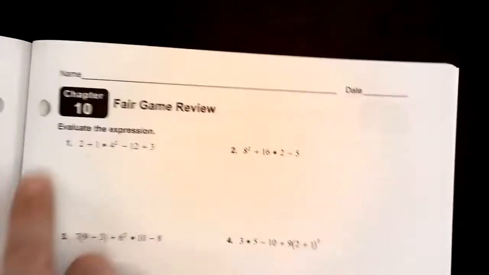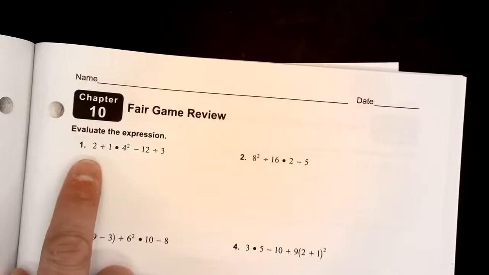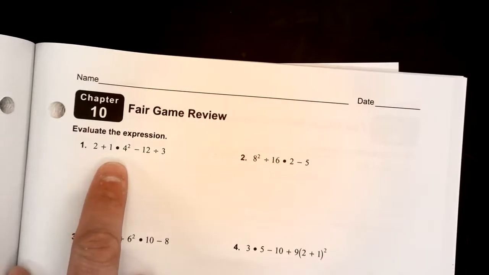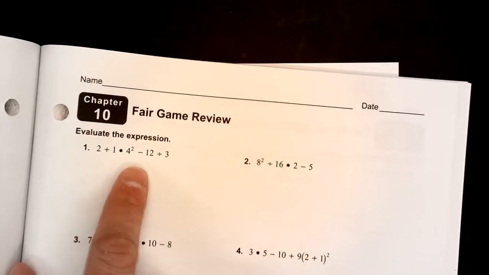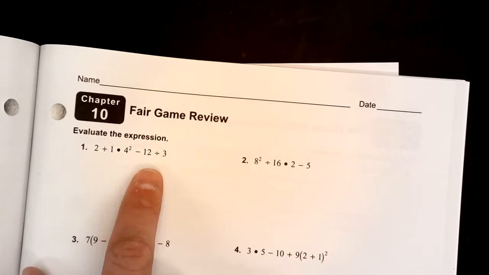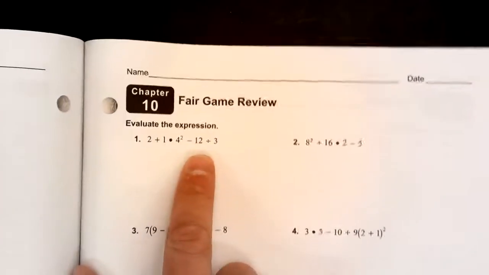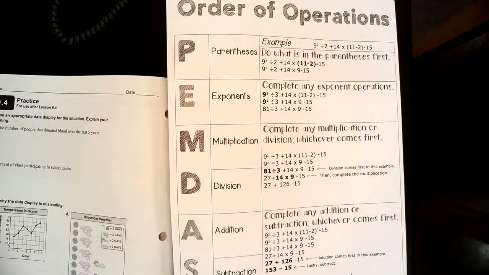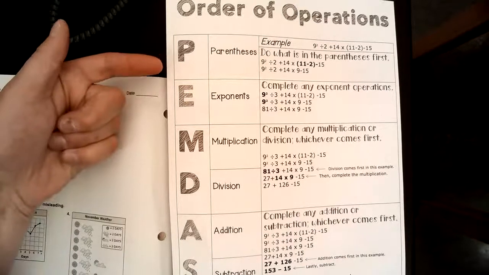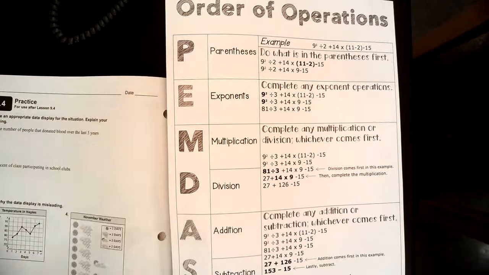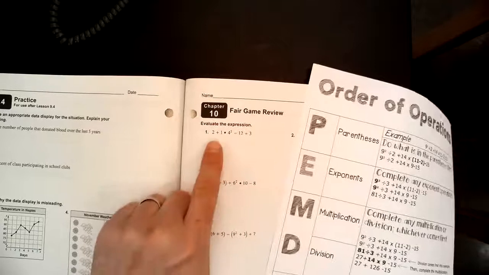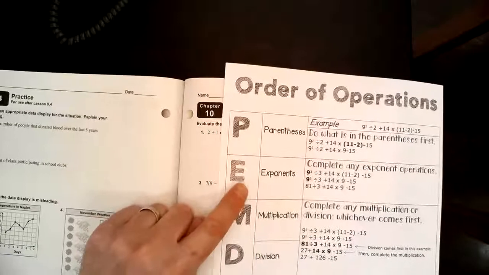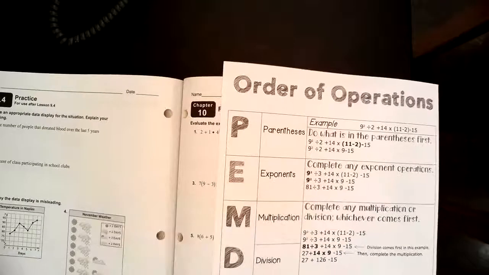So if I'm looking at problem number 1 here, you can see that I have addition, I have multiplication, I have exponents, I even have subtraction and division. So the question is, what do I do first? That's the question. And that's why I have my order of operations sheet in front of me. I need to do my operations in this order. So I don't see any parentheses for this problem, but I do see some exponents, so I need to do that first.